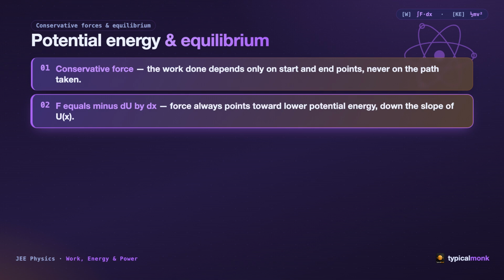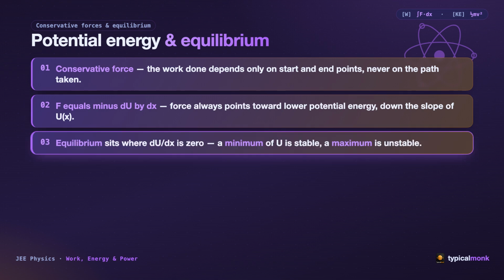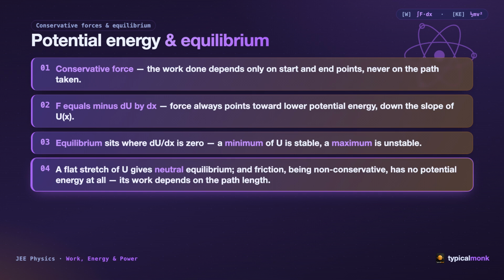Second, the defining relation. Force equals minus dU by dx. The force always pushes toward lower potential energy, downhill on the U of x curve, and the minus sign is not optional. It is the whole idea. Third, equilibrium. Wherever the slope dU by dx is 0, the net force vanishes, but a valley, a minimum of U, gives a stable equilibrium, while a hill, a maximum of U, gives an unstable one. And fourth, a flat stretch of U gives neutral equilibrium, where the particle feels no restoring push either way.